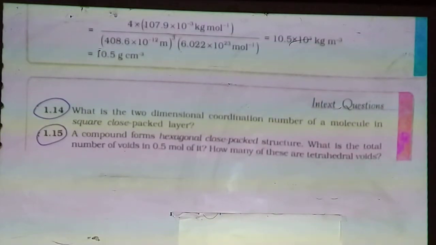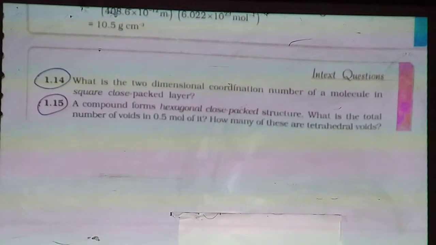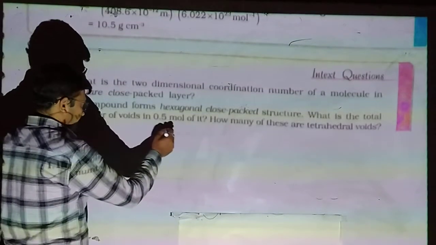A compound forms a hexagonal close packed structure. What is the total number of voids in 0.5 mole of it? How many of these are tetrahedral voids? 0.5 mole of the hexagonal structure is given. So first we have to find the number of atoms in 0.5 mole.